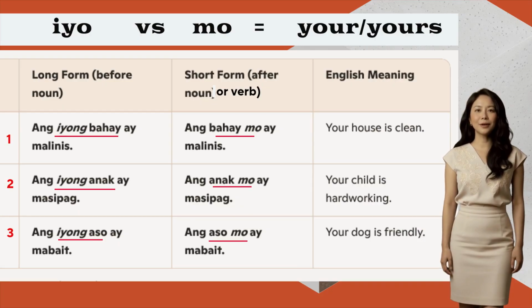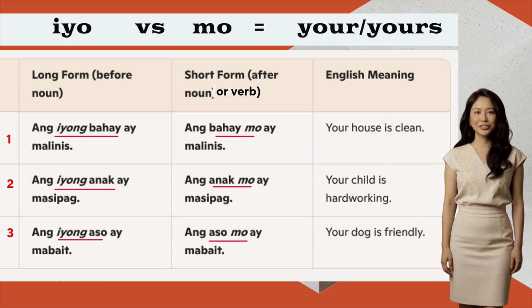Now, let's look at how to say your in Tagalog using the long form iyo and the short form mo. Both mean the same thing, but just like earlier, the long form comes before the noun and the short form comes after the noun. So here in our table, we have three examples to compare them side by side. Example number 1, ang iyong bahay ay malinis. Ang bahay mo ay malinis. Your house is clean. Notice how iyong comes first while mo follows the noun.